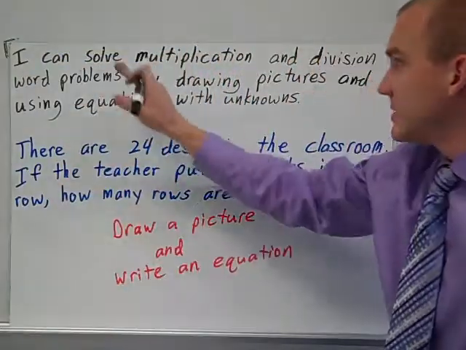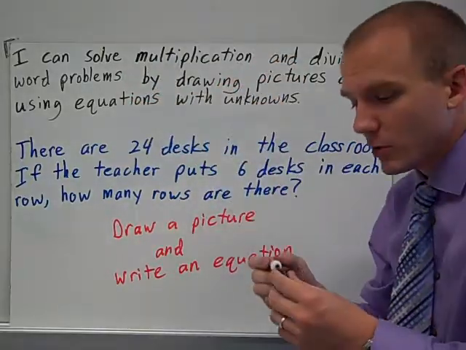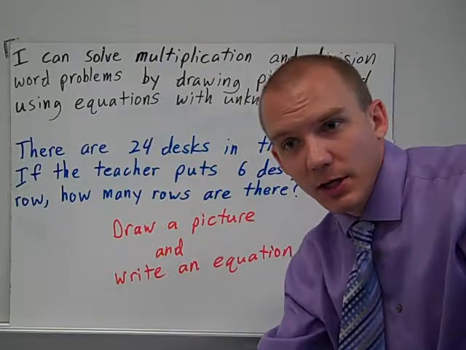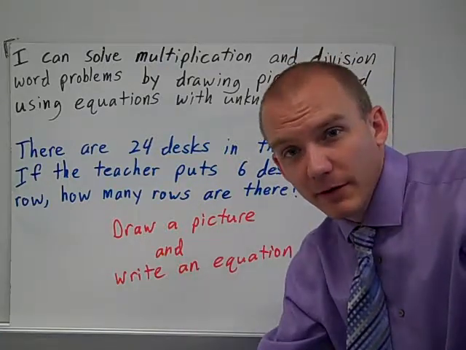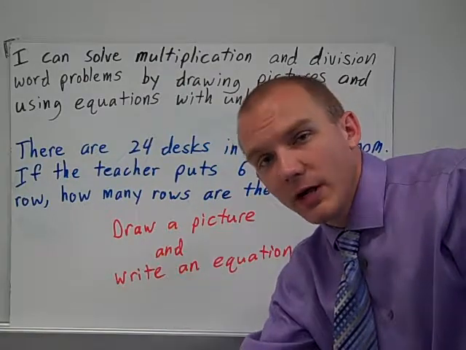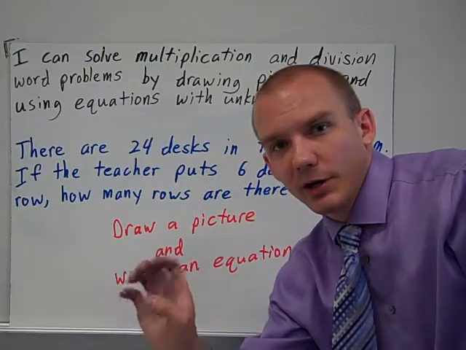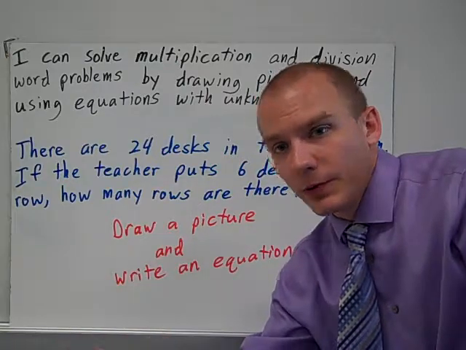Alright, I can solve multiplication and division word problems by drawing pictures and using equations with unknowns. I've shown you a division and a multiplication word problem. They can be very similar in their wording. The key thing is to draw the picture and then come up with an equation with an unknown. That could be a triangle, a square, a star, whatever you want to use for your unknown. Just come up with an equation.